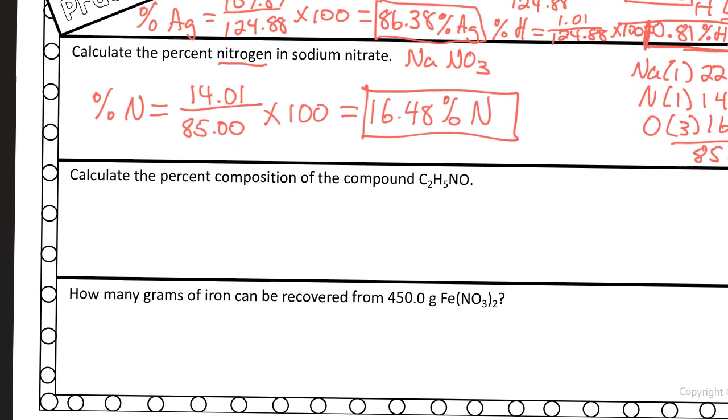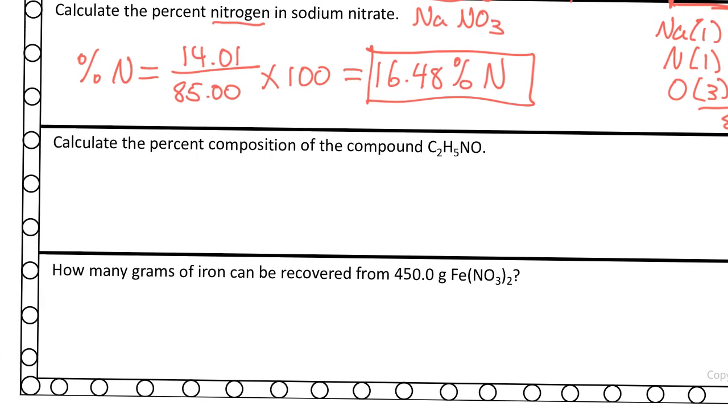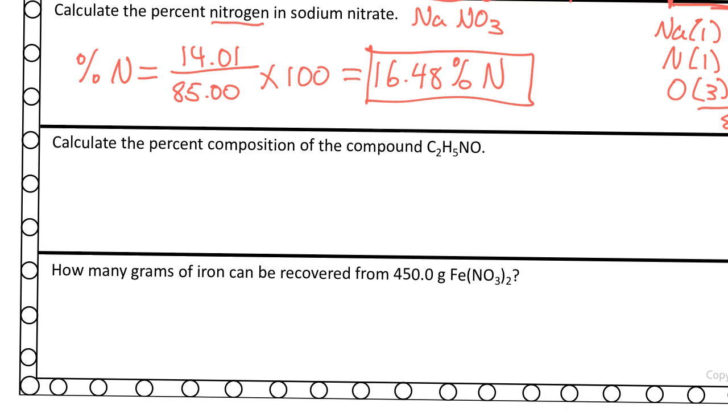Again, this one I didn't give you very much space, so I'm going to make it as big as I possibly can. Calculate the percent composition of the compound C2H5NO. Well, that's a pretty big compound, and we're going to have lots of things to calculate. So I've got carbon, and I have 2 of them. I have hydrogen, 5 of them. I've got nitrogen, 1. And I have oxygen, 1.